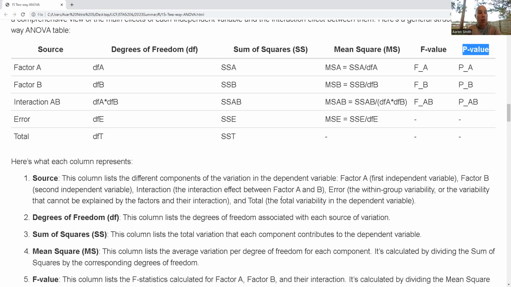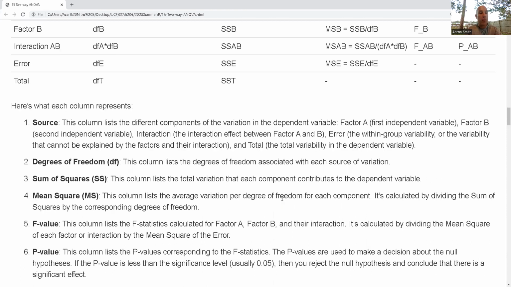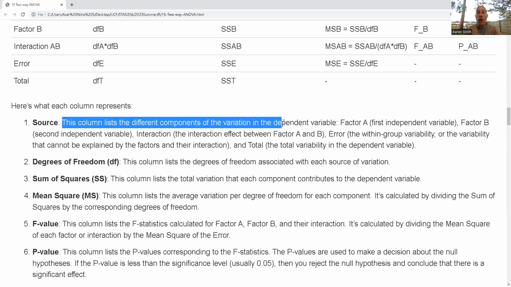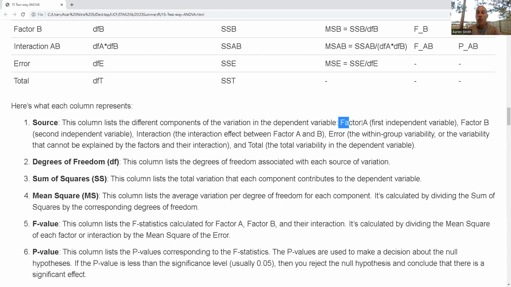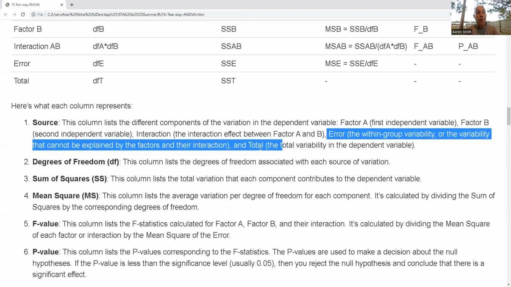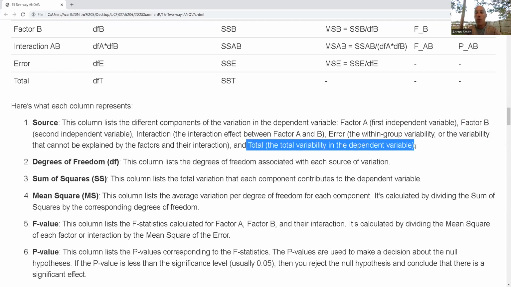So here's what each column represents. The source: this column indicates the different components of the variation in the different variables. Factor A, the first independent variable. Factor B, the second independent variable. Interaction, the interaction effect between factor A and factor B. Error, the within group variability, or the variability that cannot be explained by the factors and their interactions. And the total variability in the dependent variable.